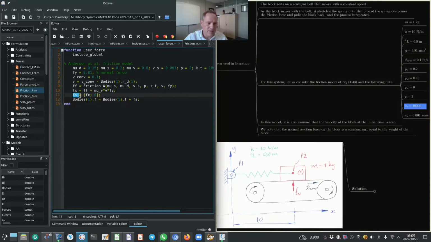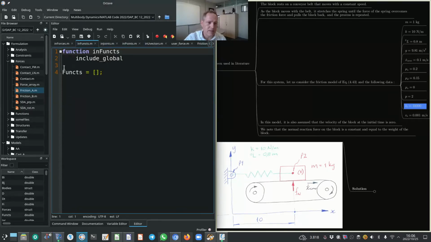Okay, then the next line of code just simply says that the spring force has an x component, which is Fx, that we've just calculated, and there's no y component. And now we take this spring force and we add it to the externally applied forces of body 1. Okay, and that's what this line of code over here does. Alright. Okay, so that's user force. Let's look at infuncs. There are no functions defined for this multi-body system.